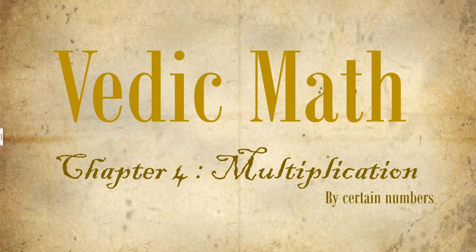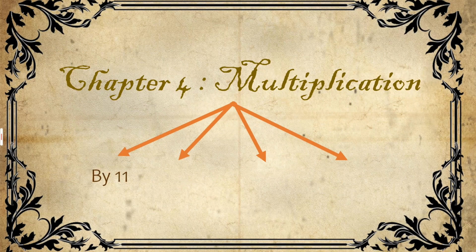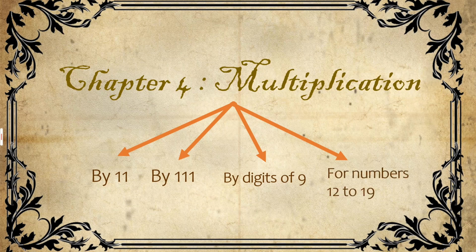In today's Vedic math series, we're going to be studying the fourth chapter, that is multiplication by certain numbers. These certain numbers are 11, 111, digits of 9, that is 9, 99, 999. Then for numbers from 12 to 19, those are 12, 13, 14, 15, 16, 17, 18, and 19. Starting off with the first subtopic, that is multiplication by 11.